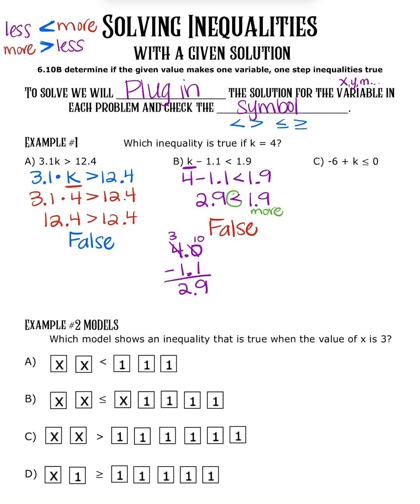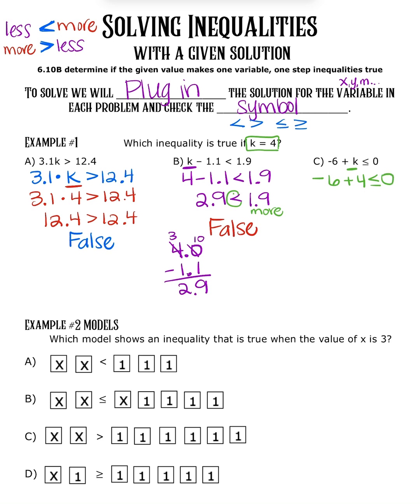This is not true. If it was true, the Pac-Man would be eating the other direction. It would be eating 2.9 because 2.9 is greater. All right, so let's try our third answer choice. We have -6 plus k is less than or equal to 0. Again, all I'm going to do is replace the letter k with the number 4. They've always told me the answer is 4. And so I'm going to write -6 plus 4, same symbol, and 0.